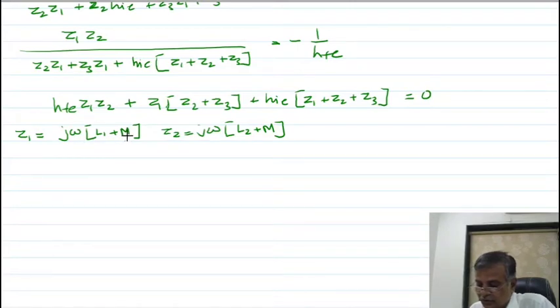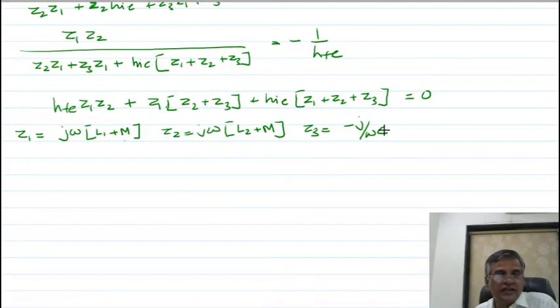So if mutual induction is not considered, then what do you have to write? jωL1, jωL2. But mutual induction should be considered. Now, what is Z3? Z3 is nothing but -j/(ωC) for the capacitor. This is for inductor L1, this is for inductor L2, this is for capacitor C.